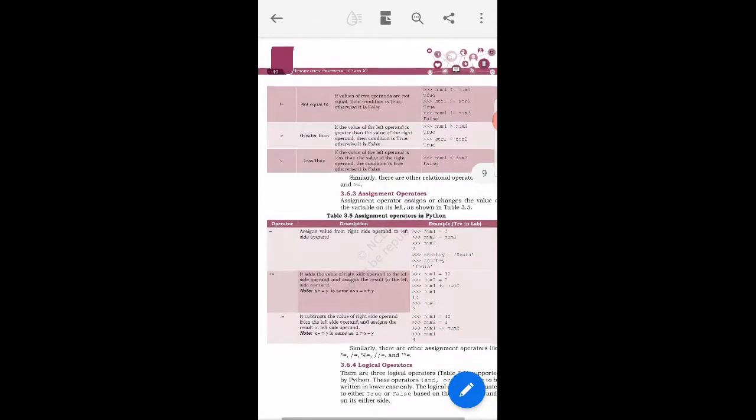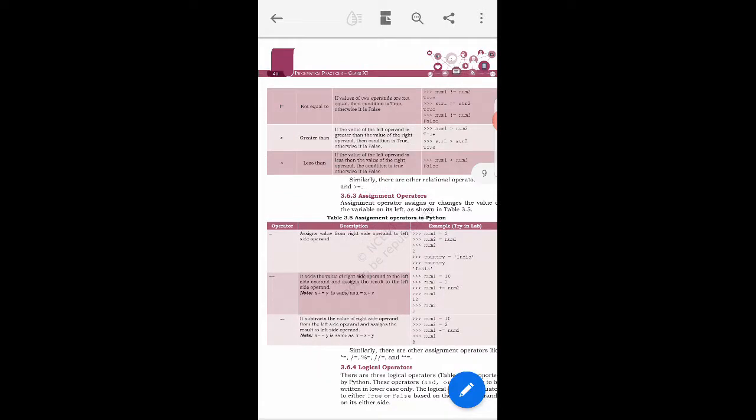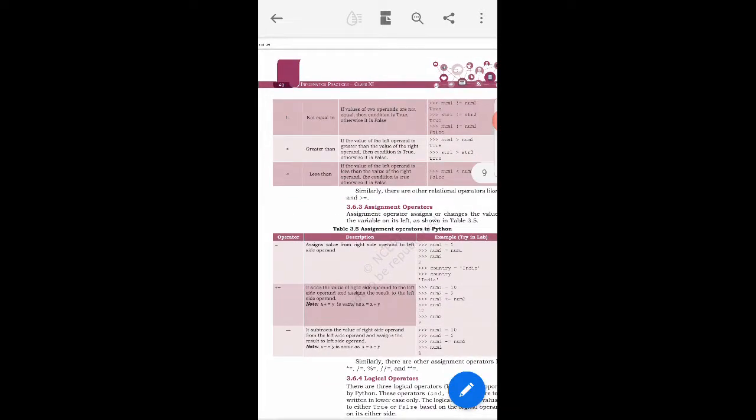Now let us discuss assignment operators. Assignment operators are the equal to operator, plus equal to operator, or minus equal to operator. Assignment operators assign the value from the right side operand to the left hand side operand.